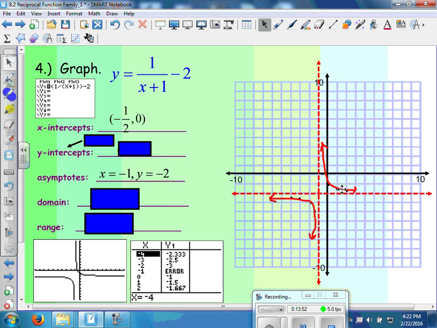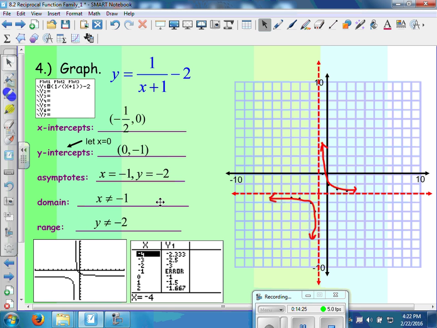This time you do have a y-intercept. You will notice that the upper right-hand curve crosses the y-axis. In order to figure out what that y-intercept is, take your original equation and put a 0 in for x. You'd have 1 over 0 plus 1 minus 2, which gives you a value of 0, negative 1. Your domain and your range will include everything except for the excluded values from the asymptotes. So your domain is all real numbers except for negative 1, and your range is all real numbers except for negative 2.